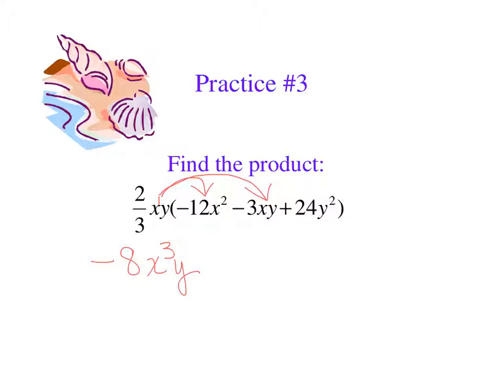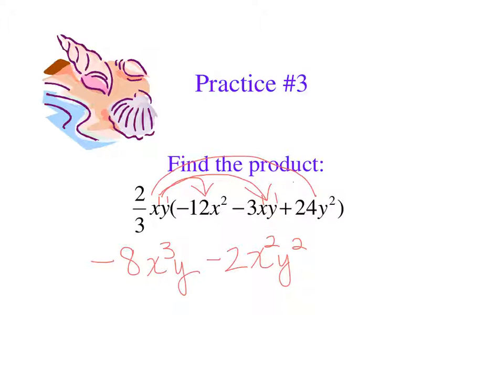Then I'm going to distribute it here. 2 times negative 3 is negative 6. Negative 6 over 3 is negative 2. I have x's, and I add my exponents with my x's, which gives me x squared, and then I have y's, and I add my exponents with the y's, which gives me y squared.